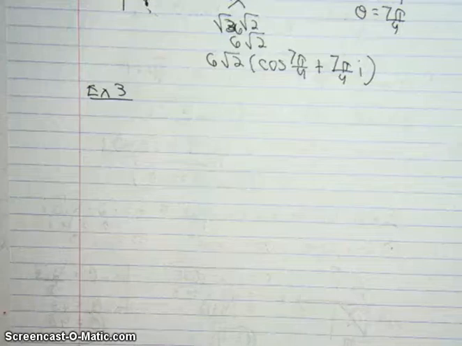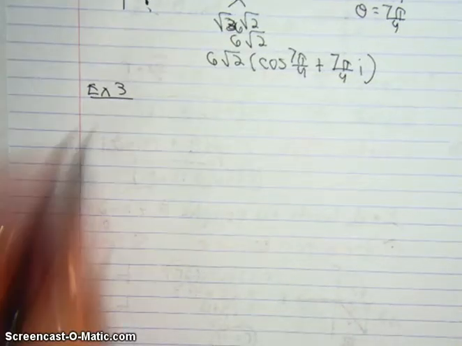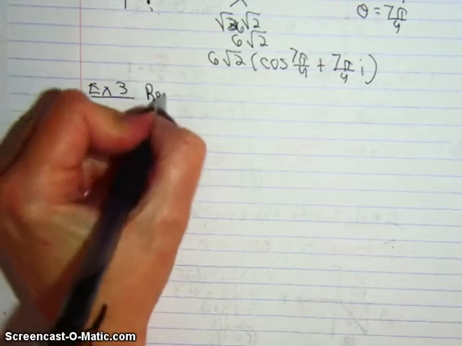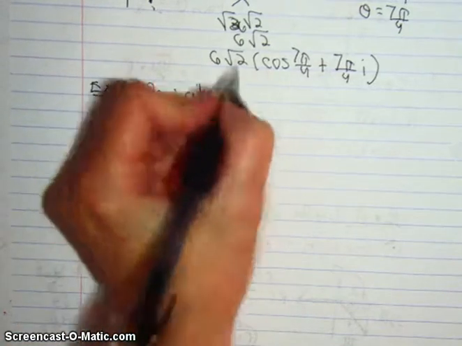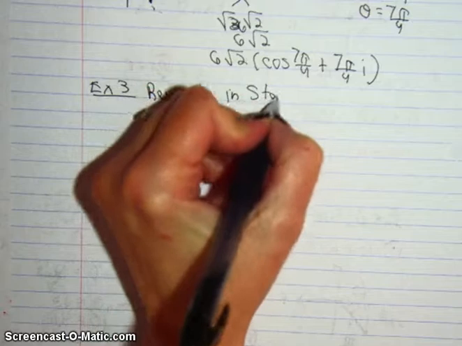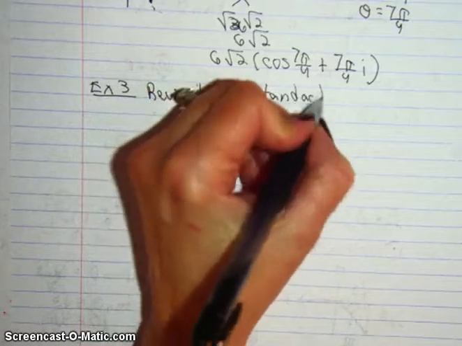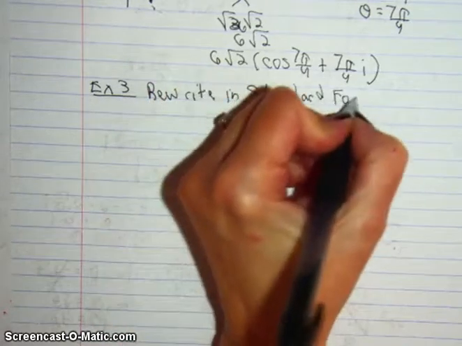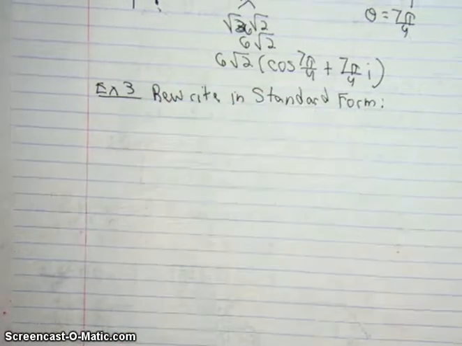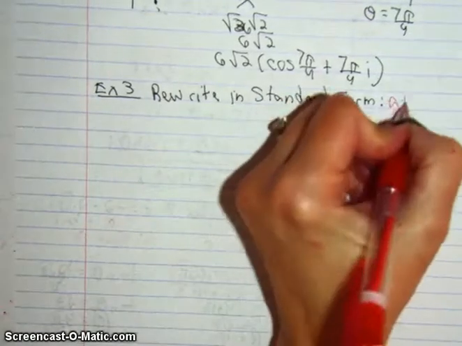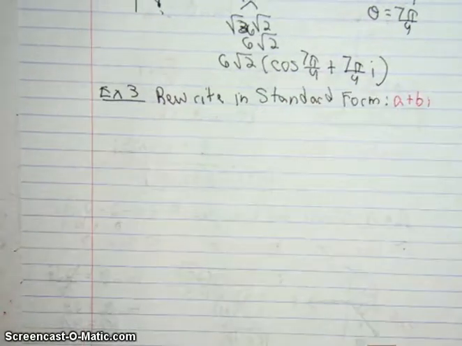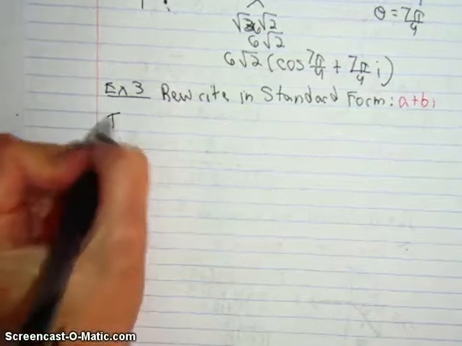I'm going to do the same thing I did a minute ago and have you guys do one on your own, okay? So example 3 is rewrite in standard form. And refresh me again, guys, what's standard form? A plus Bi.